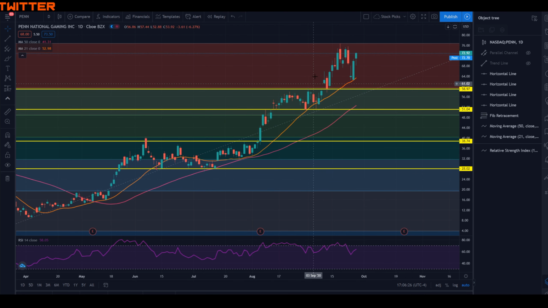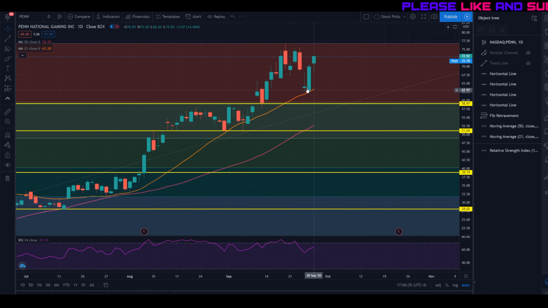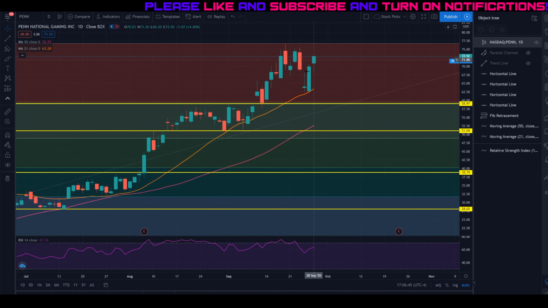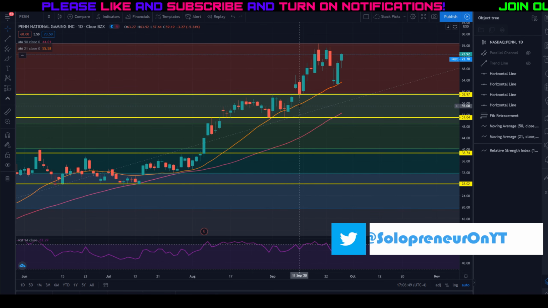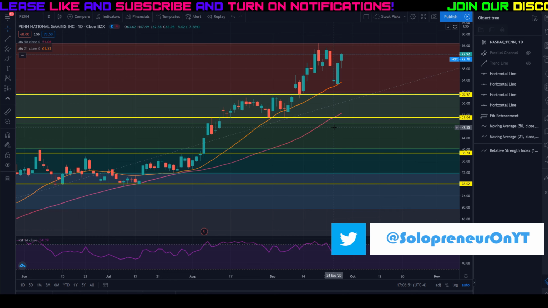Most recently, as of Friday, September 25th, and also the day before, Thursday, you can see if I zoom in here, both the wick here and the candle and wick here bounced right off the 21-day moving average again. And then today we had a big green day way up here, way above the 21-day moving average. So this tells me that in the mid to long term, I am overall bullish on Penn.